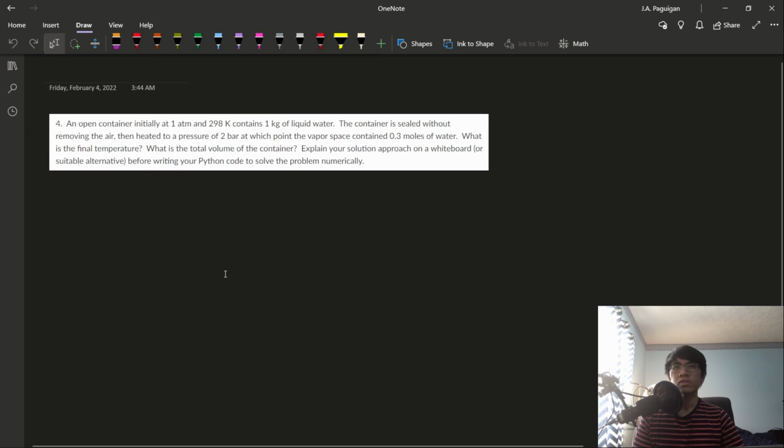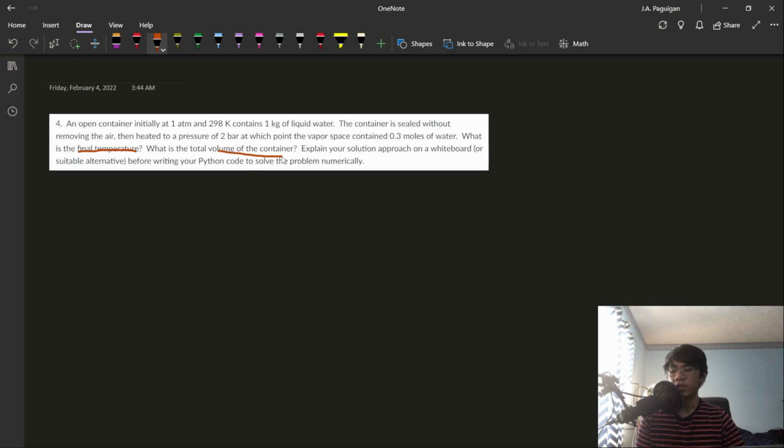All right, so this is our problem. We have an open container at 1 atmosphere. So actually, let's just start and write what we know. At 1 atmosphere, there is 298 kelvins and 1 kilogram of liquid water. The container is sealed without removing the air, then heated to a pressure of 2 bar, at which point the vapor space contained 0.3 moles of water. And we have to solve for the final temperature as well as the total volume of the container.